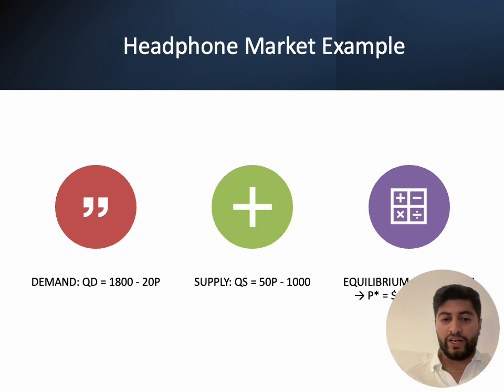In our headphone market example, if you want to find the market equilibrium mathematically, this is how you would do it. The demand equation is QD, quantity demanded, equals 1800 minus 20p. The supply equation is quantity supplied equals 50p minus 1000. When we set them equal to each other, we find an equilibrium price of $40 and an equilibrium quantity of 1000 units.